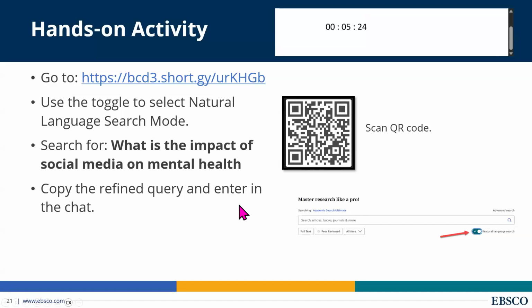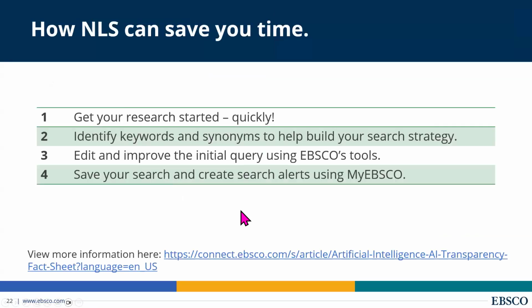Okay, so I hope that was helpful. I hope you find the natural language search quite useful for building your searches. And just a couple of things to remember. It will help you get your research started quickly. It helps you identify keywords and synonyms. It can help you to then edit and improve that initial query using EBSCO's tool. You can save that search and you can also create search alerts using the My EBSCO features as well.